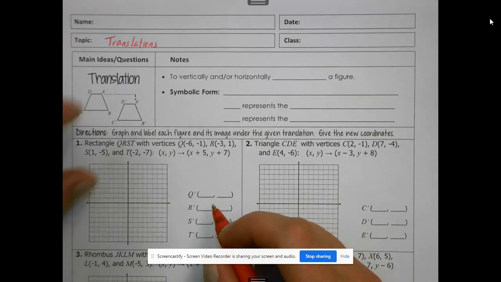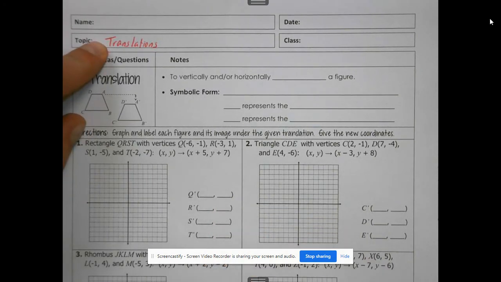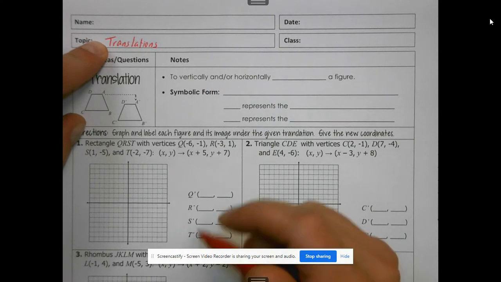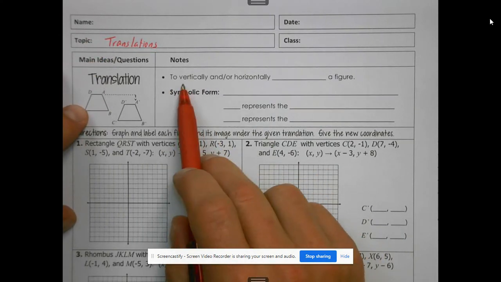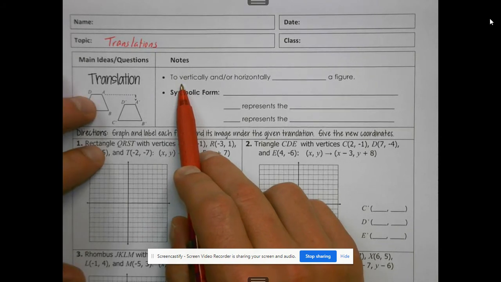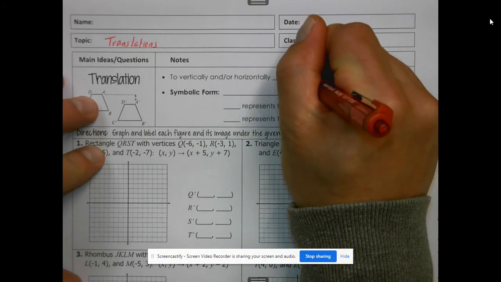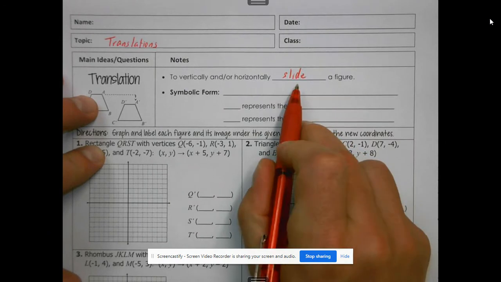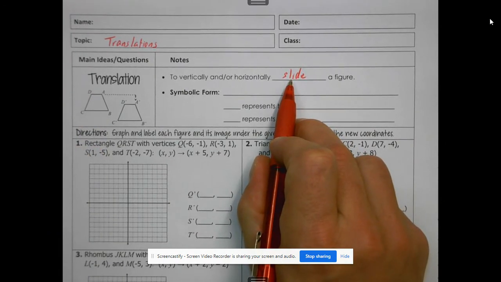All right, this lesson is called Translations. This is next up with the transformations units. A translation is a vertical or horizontal slide of a figure. So a translation is simply a slide of the figure.